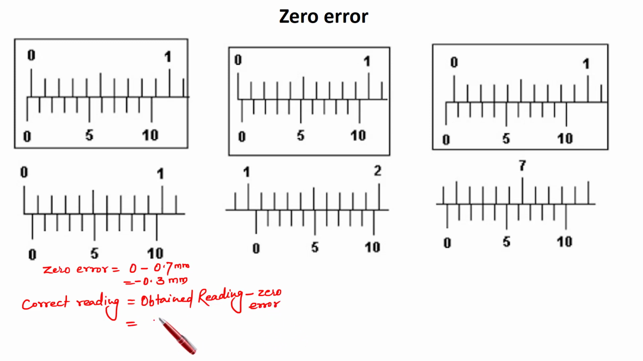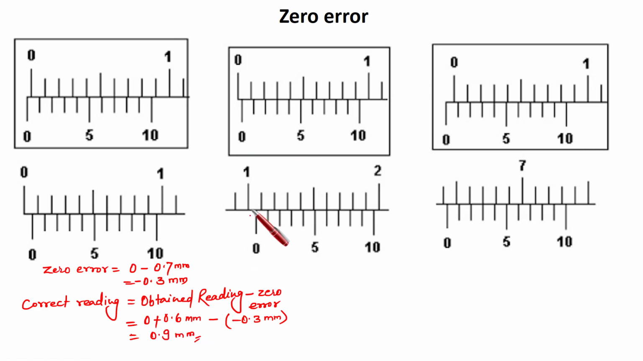Look here, the obtained reading from here. This 0 is lying just right of the 0, that means the main scale reading is 0. Vernier scale reading is how much? 6. So obviously 0.6 mm minus the 0 error. The 0 error is negative 0.3. So negative, negative, positive, that will give you 0.9 mm. That is the correct reading.